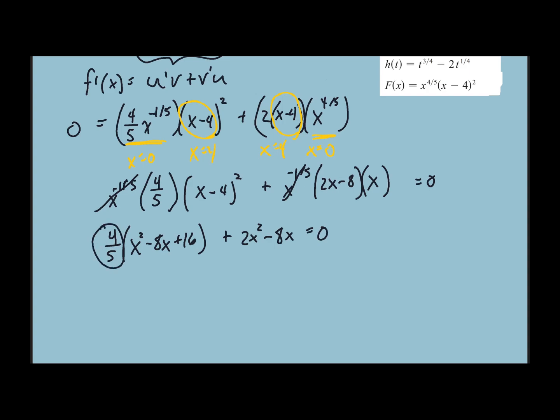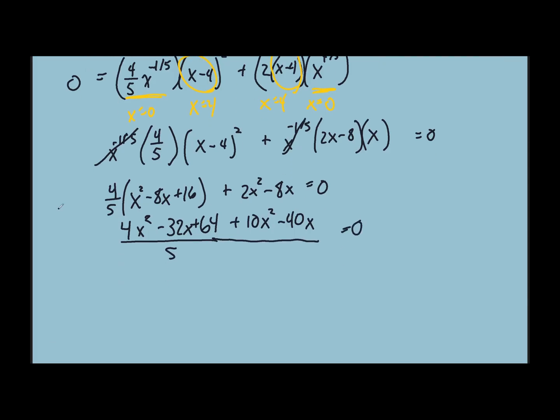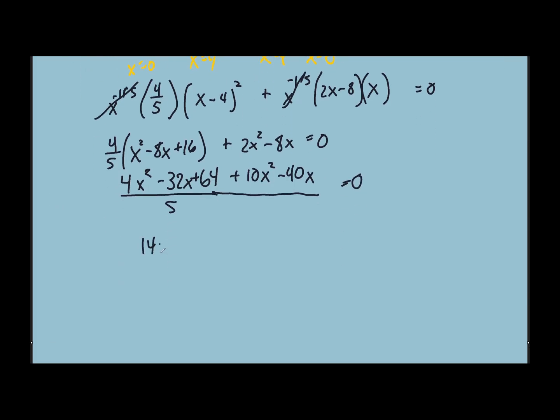Let's get rid of this 4/5 here. Can we even? Maybe we can't. 4x squared minus 32x plus 64, let's put the whole thing over 5, plus 10x squared minus 40x equals 0. Let's combine some of these. So I see a 14x squared. Negative 32x and negative 40x would give us negative 72x. And then we get a plus 64. Multiply everything by 5. This is just going to continue to be 0.